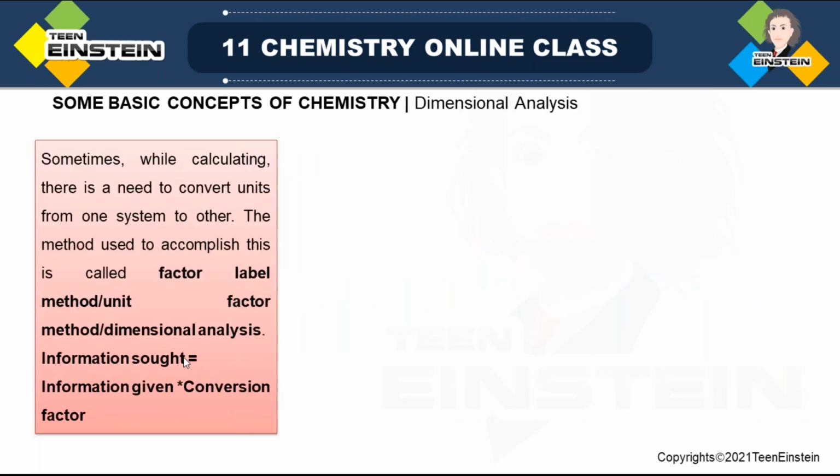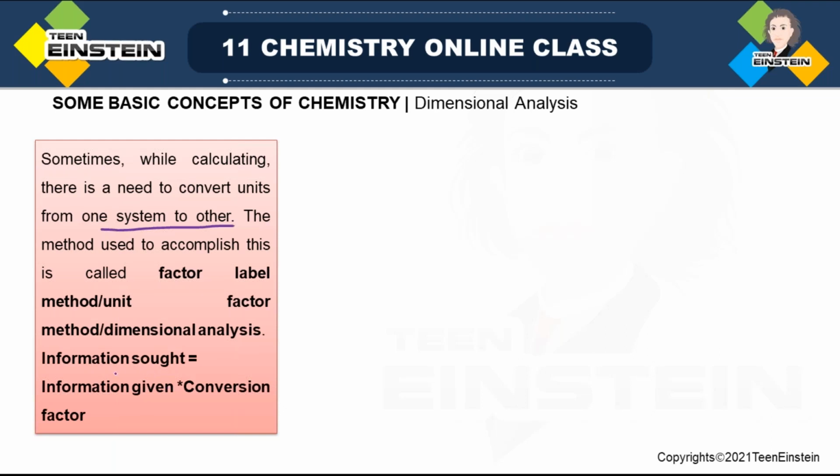Next topic is dimensional analysis. Sometimes it is required when we are doing some calculation. There is a need to convert units from one system to another. This is very common. You have to do it again and again. Now the method used to accomplish this is known as dimensional analysis, and some other names we can use are factor label method or unit factor method. It is not very complicated, it is very simple.